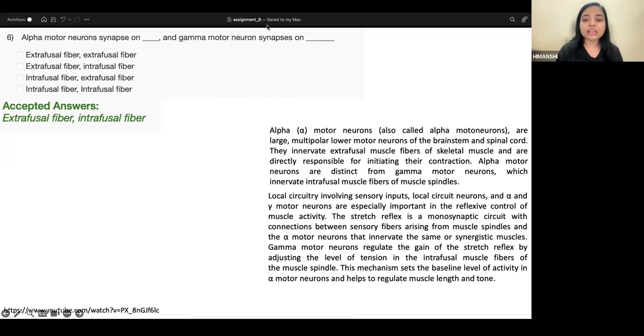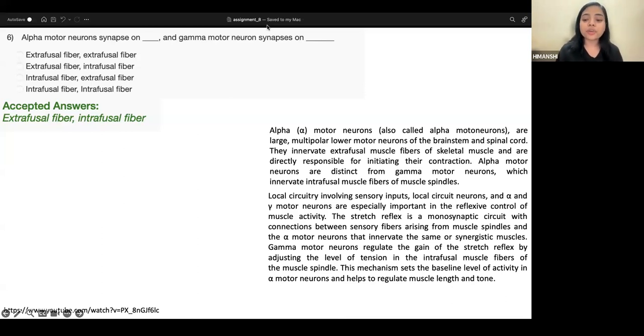Alpha motor neurons are distinct from gamma motor neurons, which innervate intrafusal muscle fibers, right? Local circuitry involving sensory inputs, local circuit neurons, and alpha and gamma motor neurons are especially important in the reflexive control of muscle activity. The stretch reflex is a monosynaptic circuit with connections between sensory fibers arising from muscle spindles and the alpha motor neuron that innervate the same or synergistic muscles.